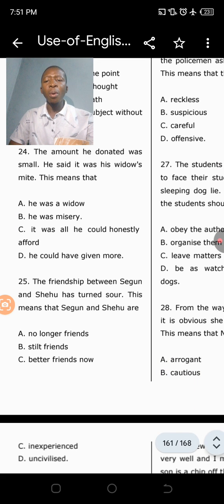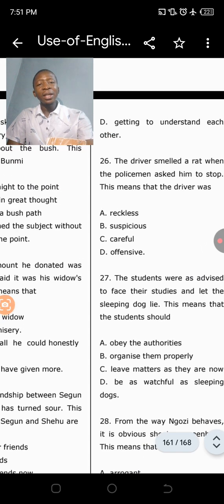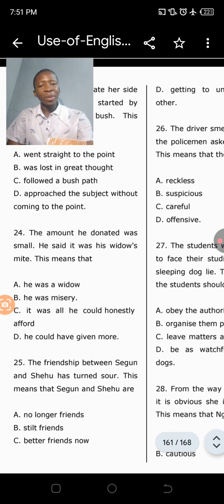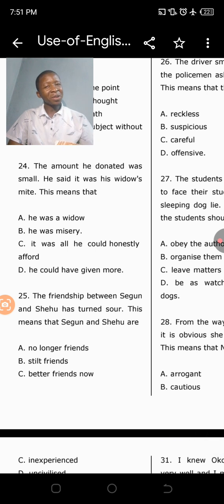Now, our next question: the friendship between Shegun and Shehu has turned sour. This means that Shegun and Shehu are A, no longer friends, B, still friends, C, better friends now, and D, getting to understand each other. Now, when we say something has gone sour, definitely it means there is a problem. Is that not so? So, our answer there is definitely option A.